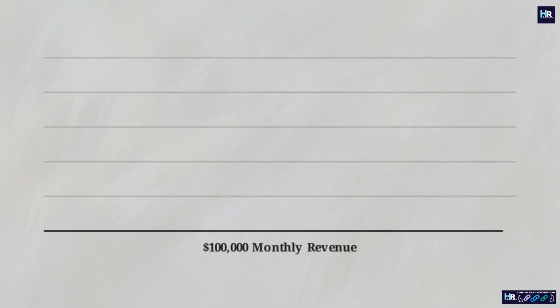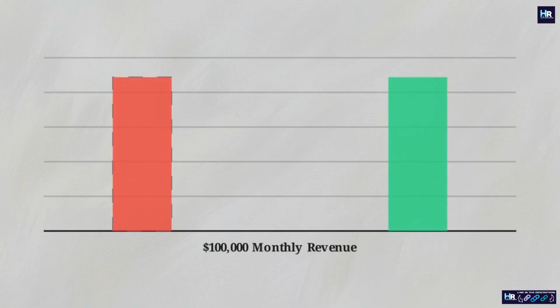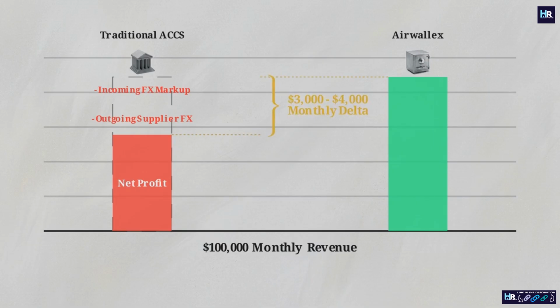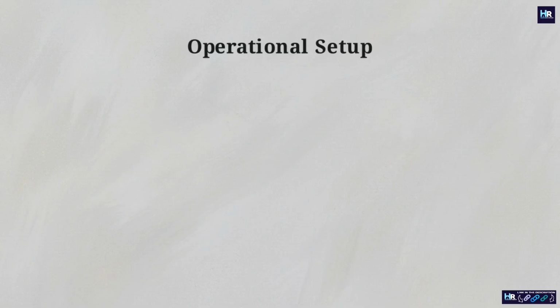This is a side-by-side bar chart comparing a store doing $100,000 a month in international sales under the traditional Amazon Currency Converter model versus the Airwallex infrastructure. Under the traditional model, hidden conversion markups on both incoming payouts and outgoing supplier payments eat deeply into the final profit. The updated model preserves that column. In hard numbers, bypassing those forced conversions injects $3,000 to $4,000 of retained equity back into the business every single month. That is pure profit recovered directly from the banking system.